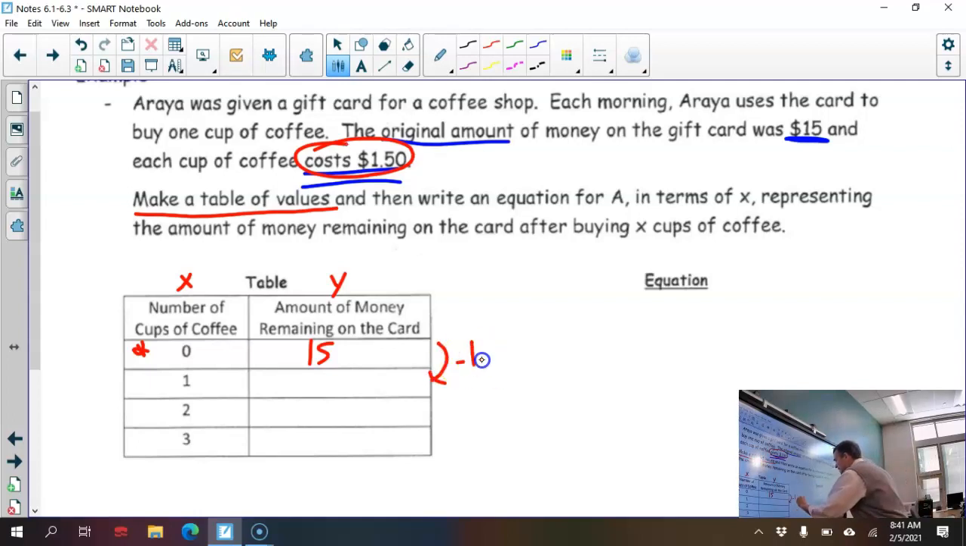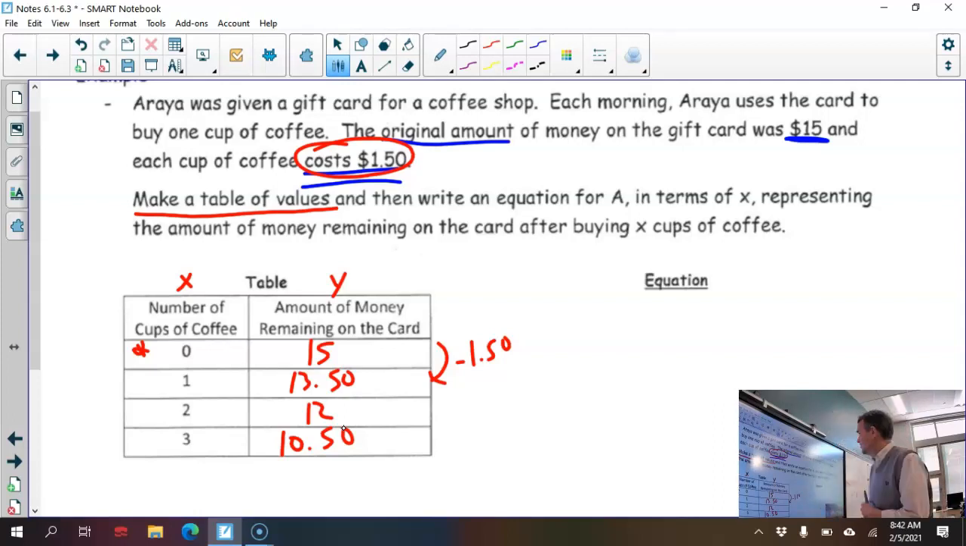So we're going to fill in the next 2 or 3 values using the fact that it needs to go minus $1.50 each time. So the next amount would be $13.50. I guess I could make it look like money. And then the next amount would be $12. And then the next amount would be $10.50. And I have filled in my table, right? You'll be asked to do that on your assignment. You'll be asked to fill in a table with 3 or 4 values like that from the story problem.